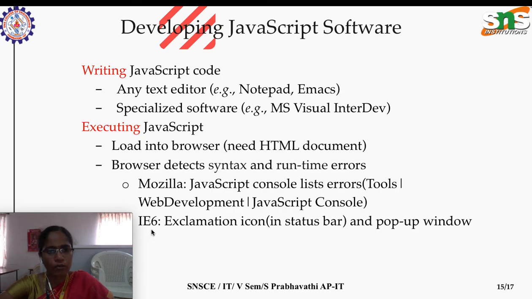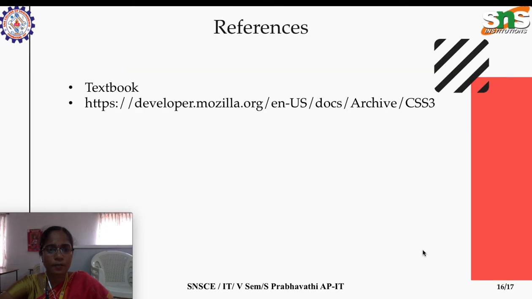Mozilla, Chrome, Explorer, the browser will handle it. So in Mozilla we can view the errors using this menu: Tools, Web Development, JavaScript Console, whereas in Internet Explorer, when something goes wrong, an exclamation icon is displayed in the status bar, and of course a pop-up window also gets displayed.